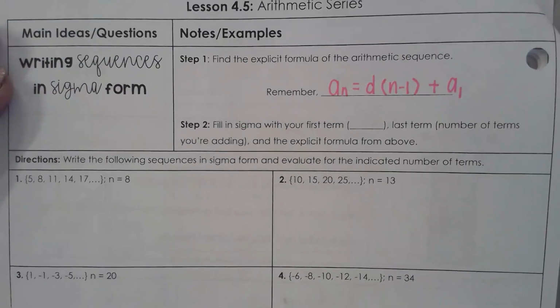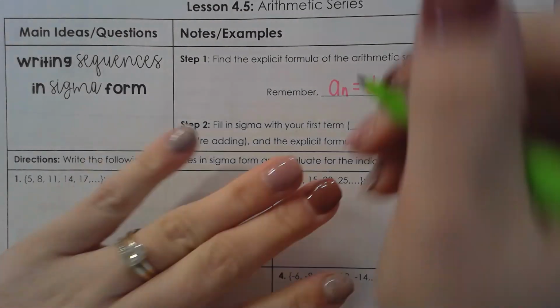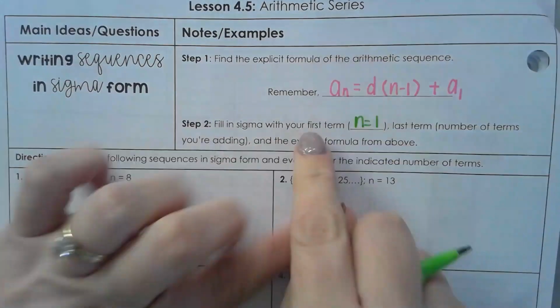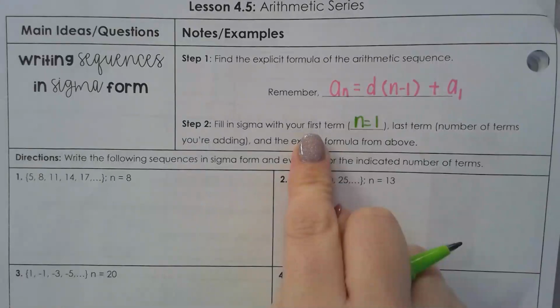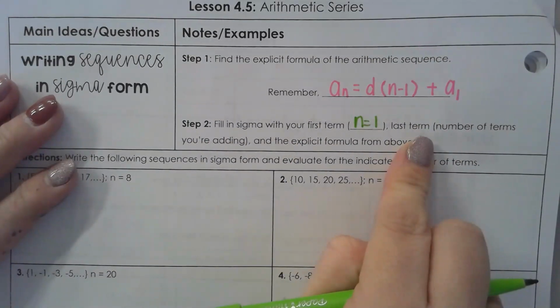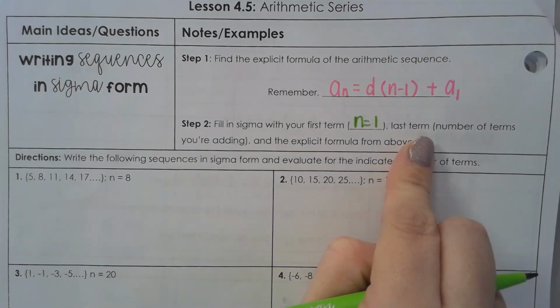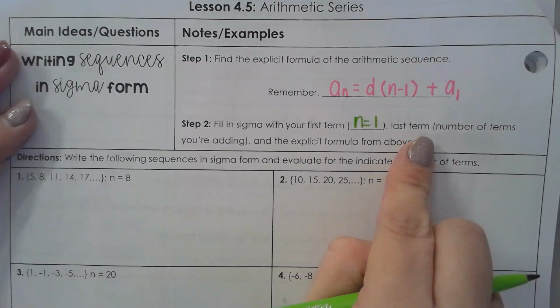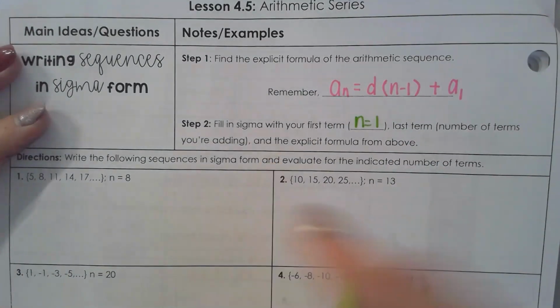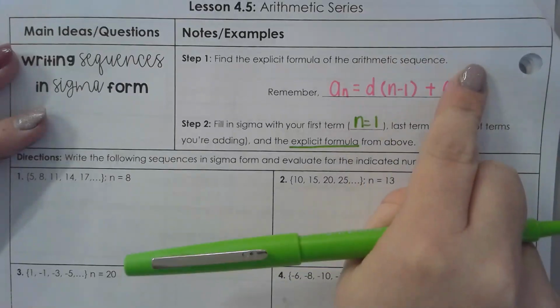Alright, so when we're using sigma, what goes at the bottom? n equals 1, which means that's the first term that I'm going to start adding. I'm going to start with my first term. And then at the top, we put however many terms it is that we are adding together. So it might be a 10, it might be a 12, it might be a 100. It depends on the question. And then to the right, we're going to put this explicit formula. We're going to fill in this formula right here.